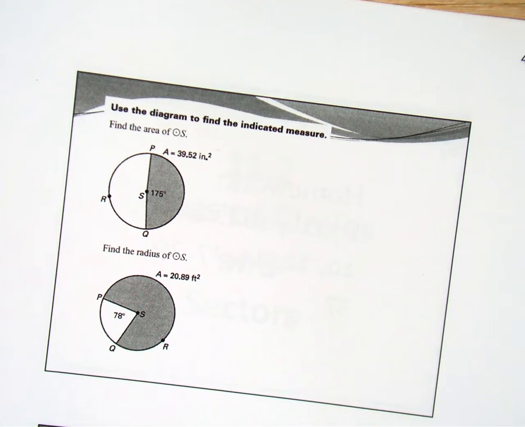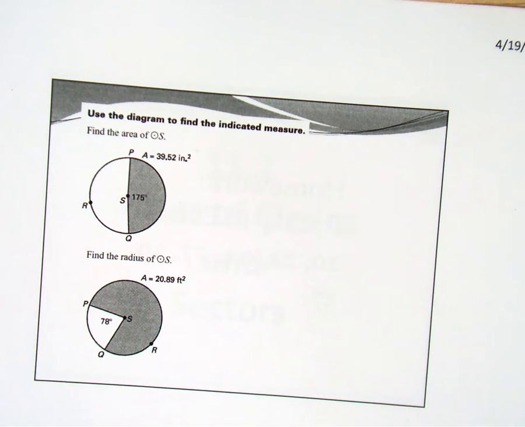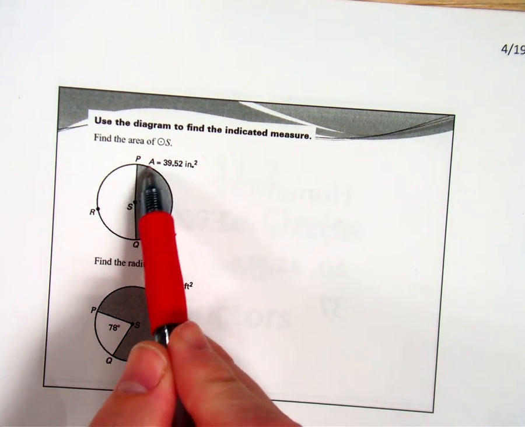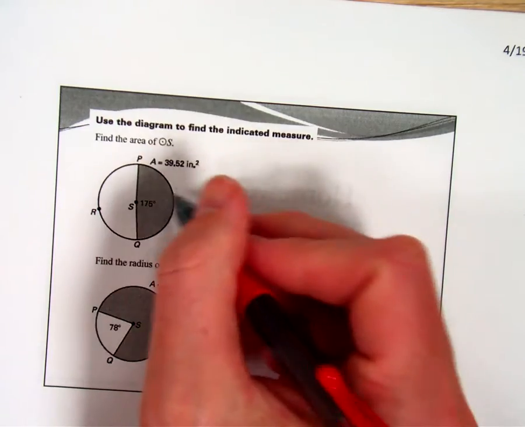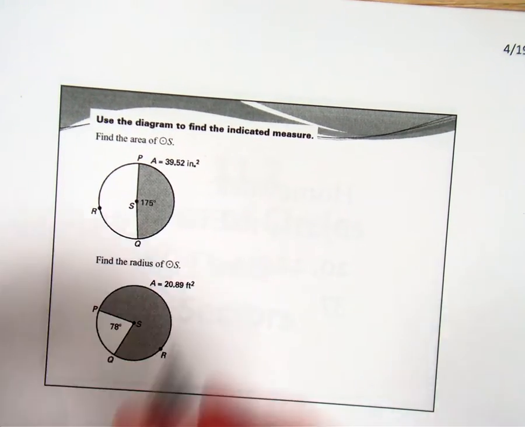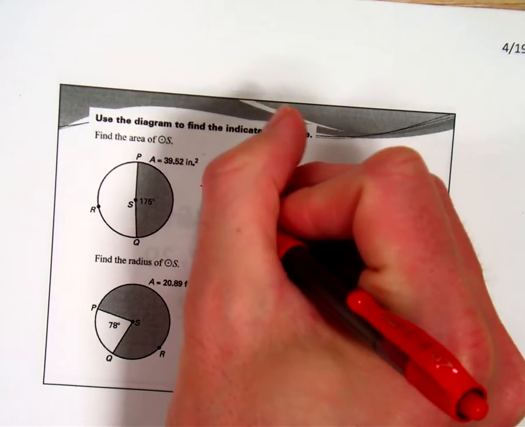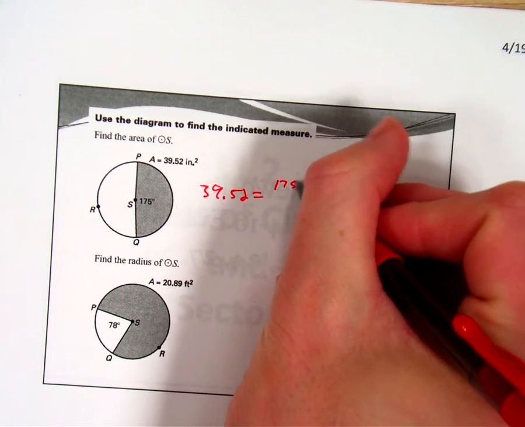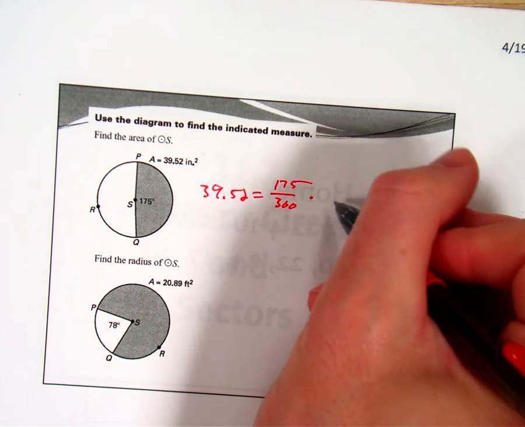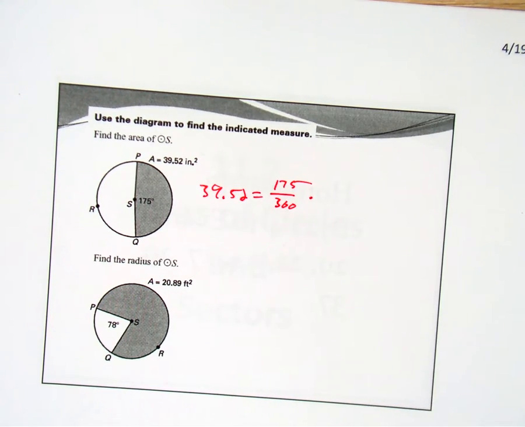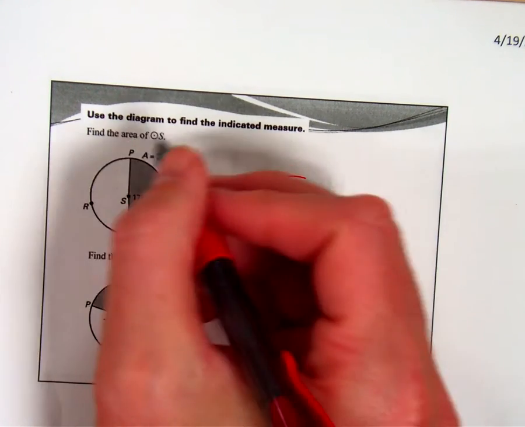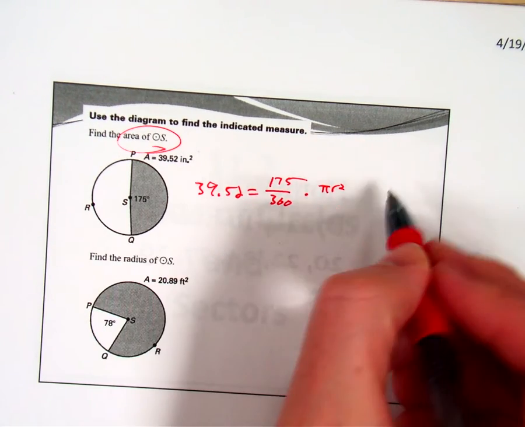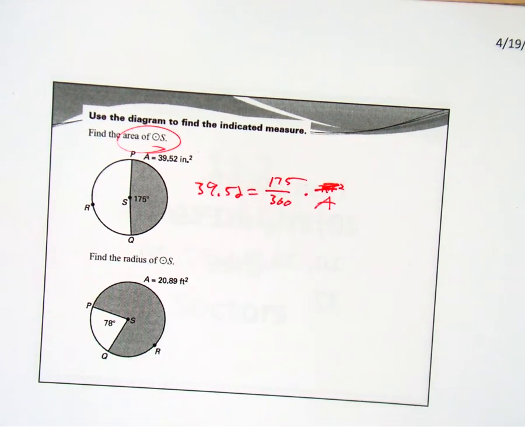Use the diagram to find the indicated measure. Find the area of circle S. Okay? So this area is for the shaded part, or for our sector that's just under half of a circle. So I know my area of that piece was 39.52, and that would equal 175 out of 360 times the area of my circle. Normally I would go pi r squared, but I'm going to say that pi r squared is the area of the whole circle S. So I'm just going to call that A.